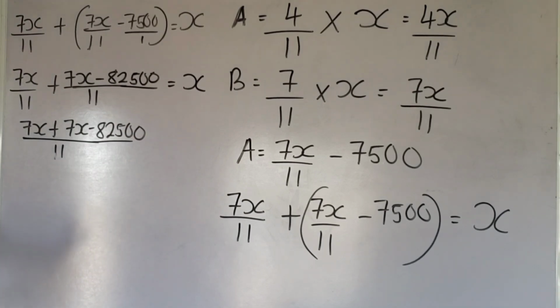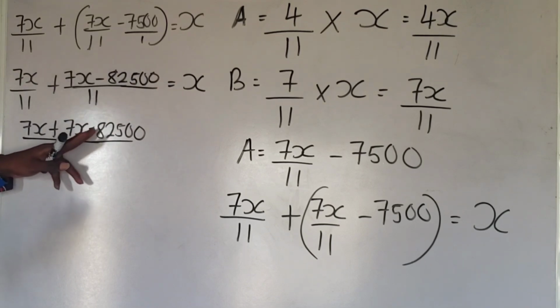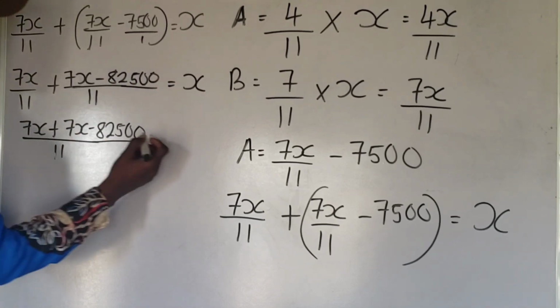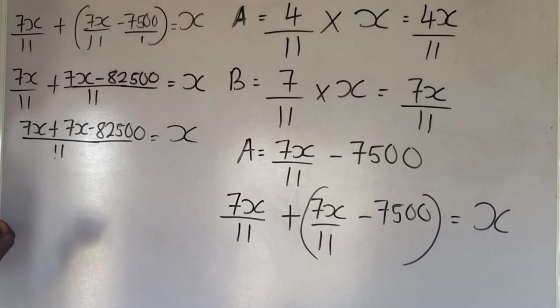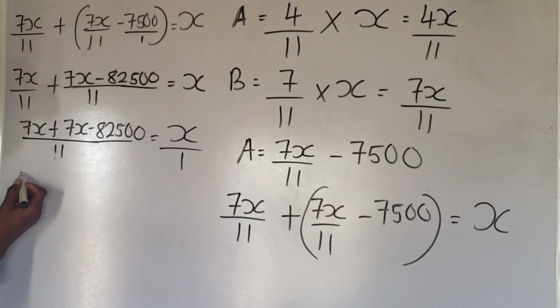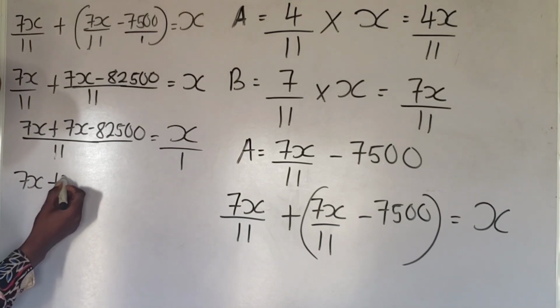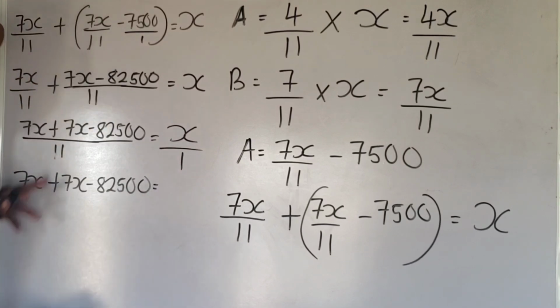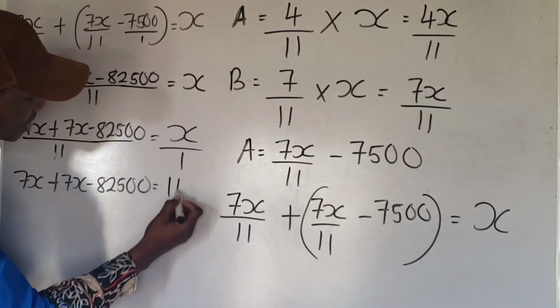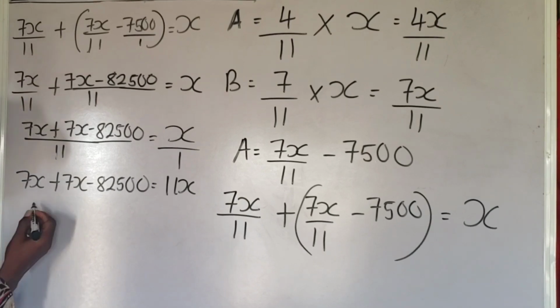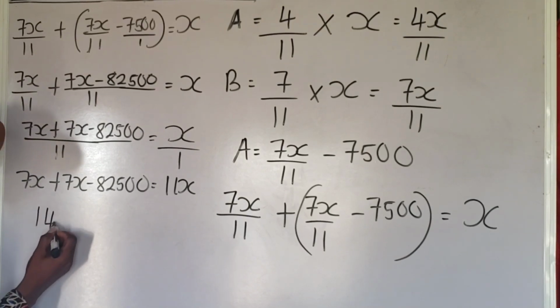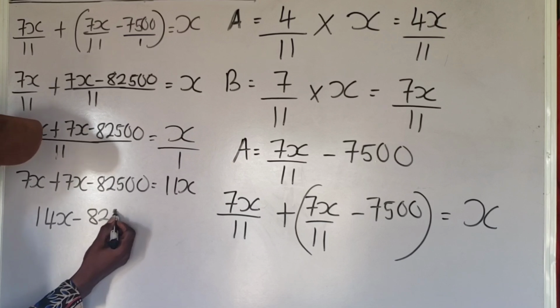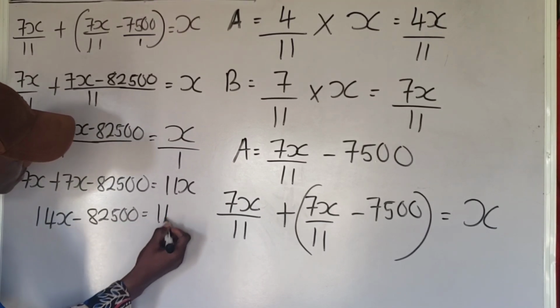If you don't understand, pay attention. 11 divided by 11, 1. 1 multiplied by the numerator of the fraction, that is 7x minus 82,500. So equals to what? X. Okay. Now the next step is to cross multiply. Now if you take the cross product of this fraction, I'm going to have 7x plus 7x minus 82,500 is equals to 11 multiplied by x, that is what? 11x. 7x plus 7x, that is 14x. 14x minus 82,500 is equals to 11x.